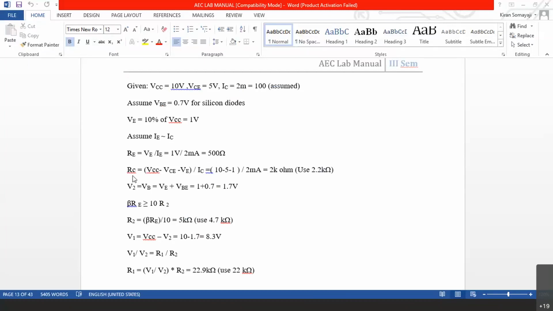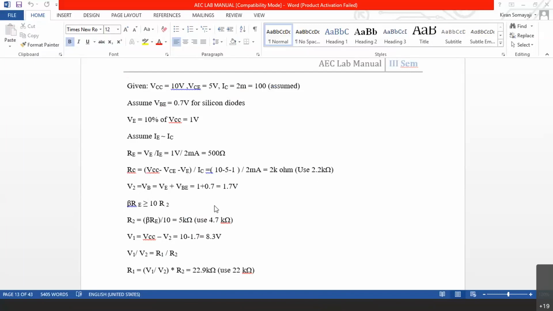Now we apply KVL to the output. RC equals VCC minus VC minus VE divided by IC. This you are already familiar with from the theory class. So we get RC equals 2 kilo ohms. We can use 2 kilo ohms. The nearest standard value is 2.2 kilo ohms. We can use 2.2 kilo ohms also. We can use 2 kilo ohms also.